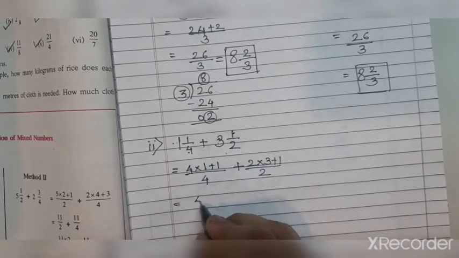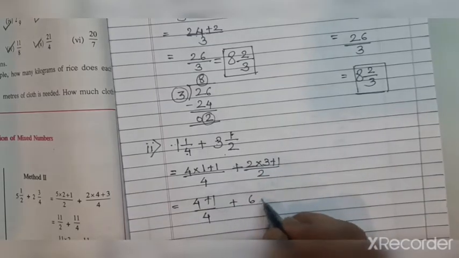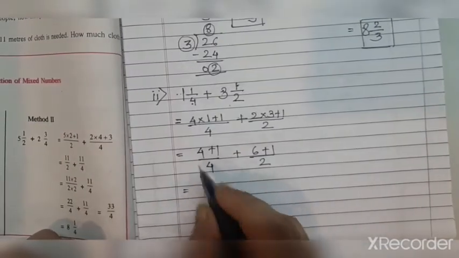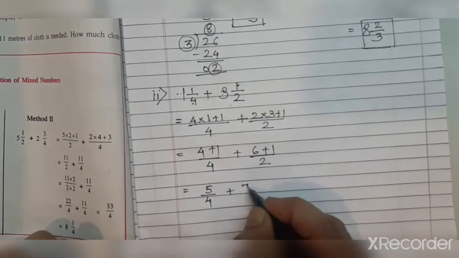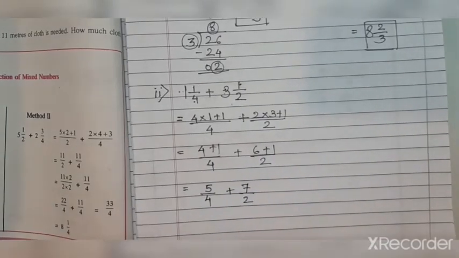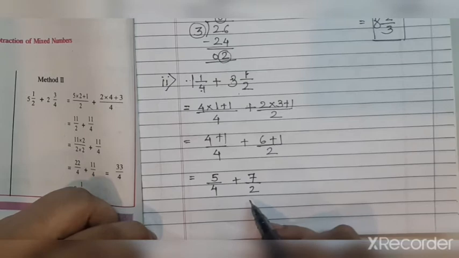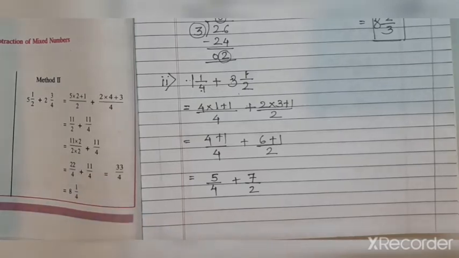Now we solve this separately and this separately. So 4 ones are 4 plus 1, I write as it is. Here also 2 3s are 6 plus 1, I write as it is. Okay. Now 4 plus 1 is 5 upon 4, plus 6 plus 1 is 7 upon 2. Now we have reached where there is addition of fractions, and I told you all, whenever there is an addition or a subtraction of fractions, the denominator should be same, otherwise we cannot solve. Here the denominators are not same, so we need to make them same.